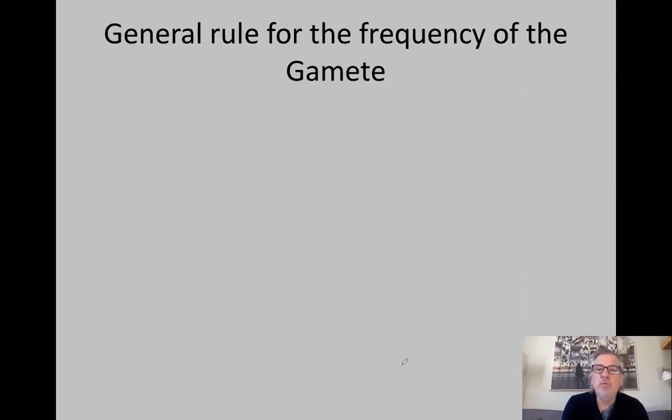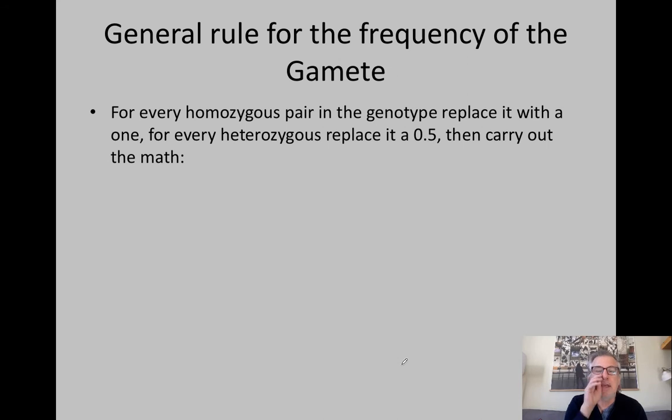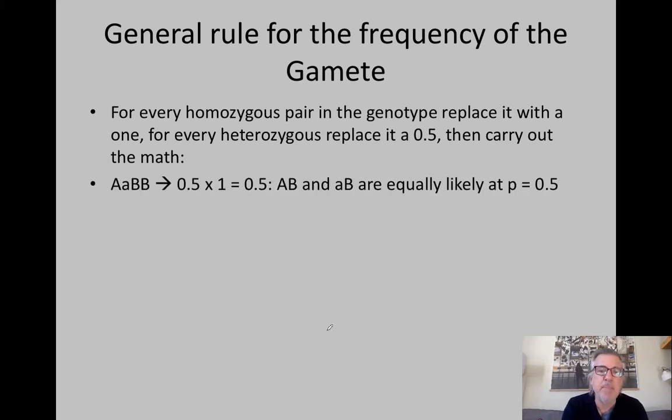So the general rule for calculating the frequency of a trait in a gamete is to, for every homozygous pair in the genotype, replace it with a 1. And for every heterozygous pair in a genotype, replace it with a 0.5, and then carry out the math. So for example, for the genotype big A, big B, little b, the first is heterozygous, so it's 0.5, and the second is homozygous, times 1.